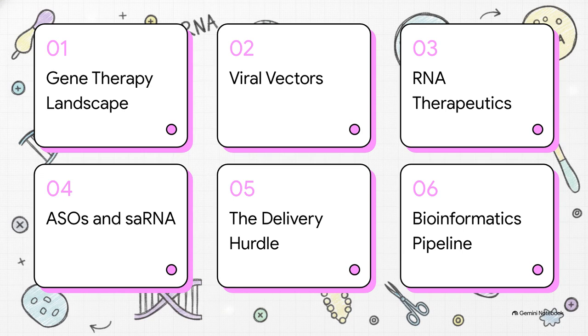Here's our roadmap for today. We'll start with the gene therapy landscape, then move to viral vectors, covering AAV and lentiviruses. Third is the RNA therapeutics revolution, followed by ASOs and self-amplifying RNA. Then we'll tackle the ultimate hurdle, delivery. And finally, we'll wrap up with the bioinformatics pipeline and a quick recap.